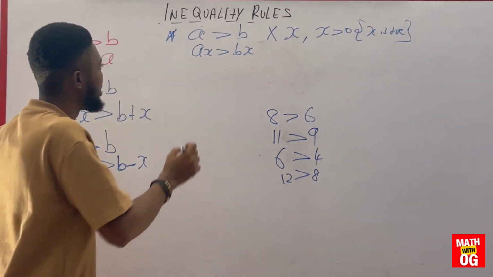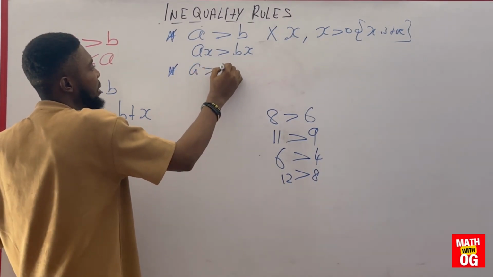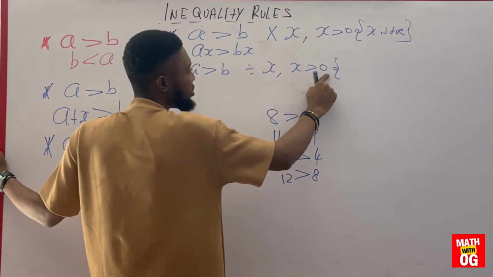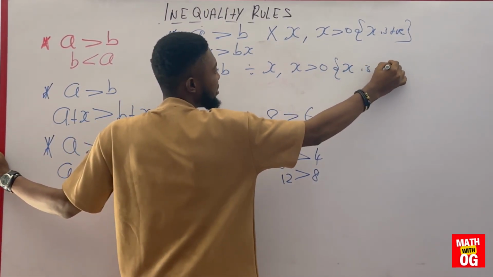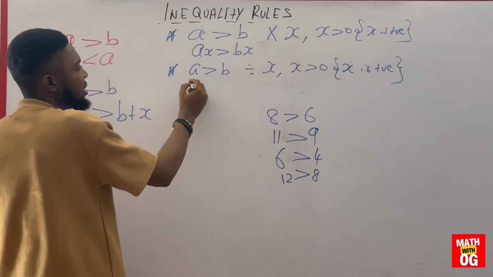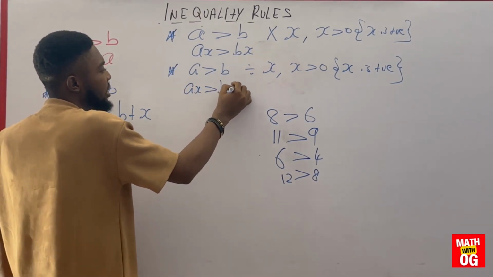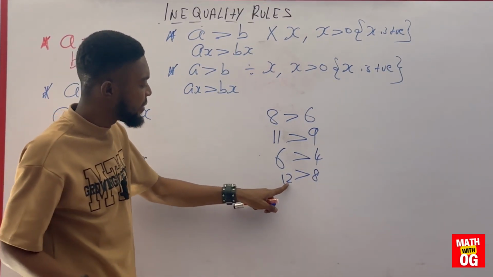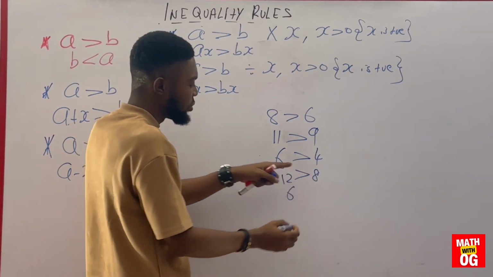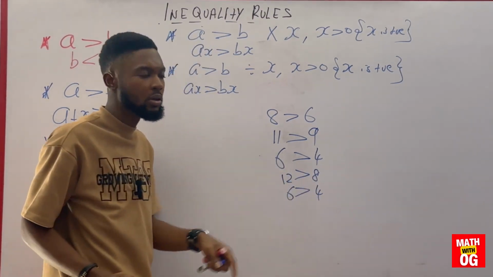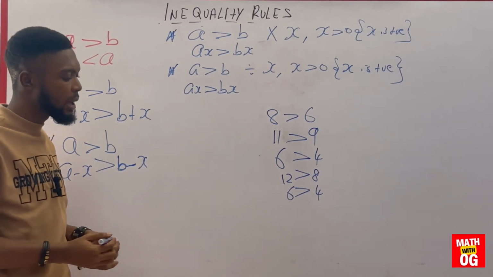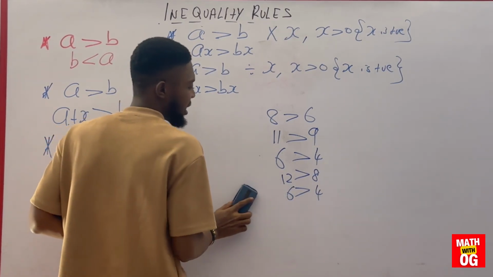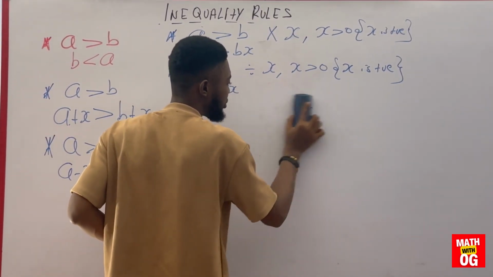So this is correct. Similarly, A is greater than B. I'm dividing both sides by X. X is positive, that means X is greater than 0. In this case, A over X will also be greater than B over X. Now let's check. Let's divide both sides by 2. If I divide there by 2, this will give me 6. Divide there by 2, this will give me 4. 6 is greater than 4, so it is very correct. So when you multiply both sides by a positive value or you divide both sides by a positive value, your inequality sign will not change.